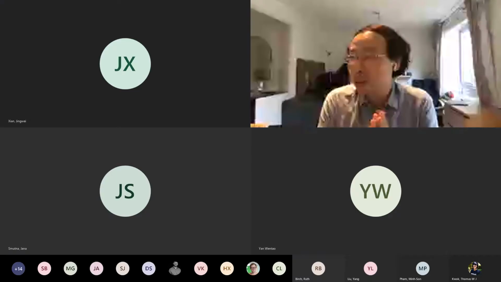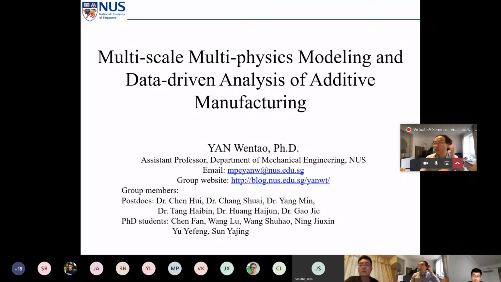Brief introduction. So basically, Dr. Yan is an assistant professor at the Department of Mechanical Engineering from the US, and he got his PhD jointly between Tsinghua University and Northwestern University. His current research interests are advanced manufacturing, computational mechanics, and multi-scale modeling. Today, Dr. Yan is going to present his recent work on additive manufacturing as well as multi-scale modeling. So, Dr. Yan, if you are ready, please go ahead.